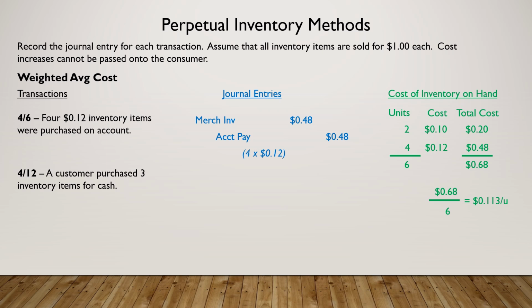On April 12th, the customer's purchase of 3 items will have the same revenue of $3. When we record the debit to CGS and the credit to merchandise inventory, multiply the number of units sold by the previously calculated weighted average cost. As for remaining inventory, we had a total of 6 units and we just sold 3, so remaining inventory will consist of 3 units at that weighted average cost.